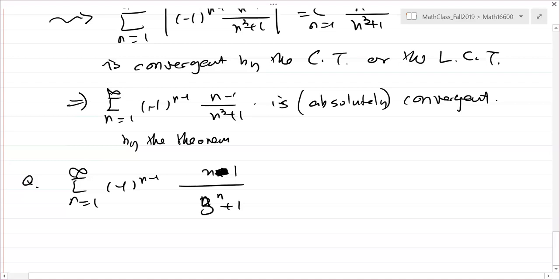If you can prove this absolute convergence, that's fine, right? So if you don't want to use the alternating series test, just ignore the negative signs and take the absolute value. If it's convergent, use the sum. Then it's absolutely convergent.